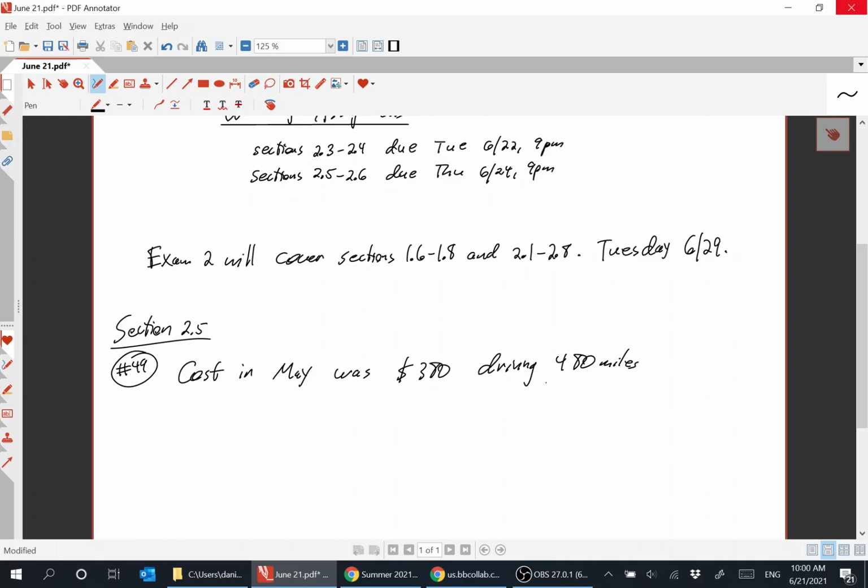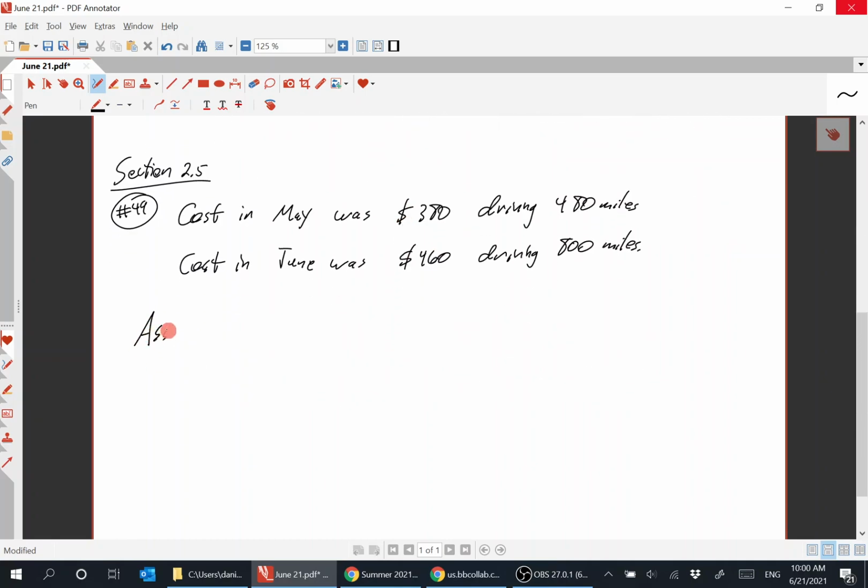And in June, her cost was $460. So cost in June was $460 for driving 800 miles. Assume, well, I actually kind of don't like that, but assume there is a linear relationship between the cost of driving a car and the distance driven. So it says assume there is a linear relationship between C, which is the cost, and x, the number of miles driven.